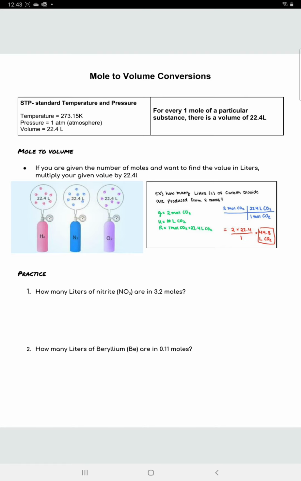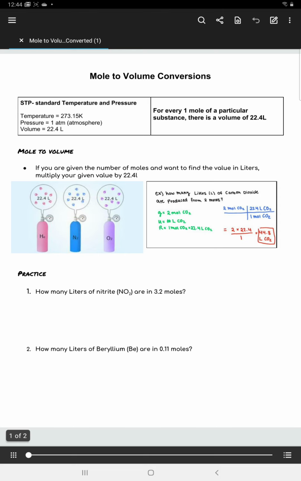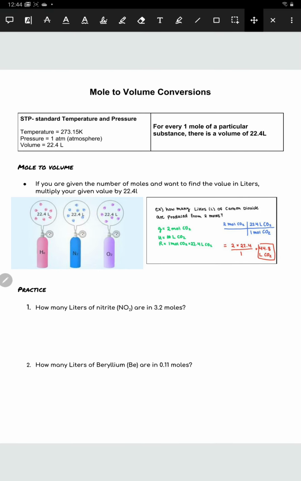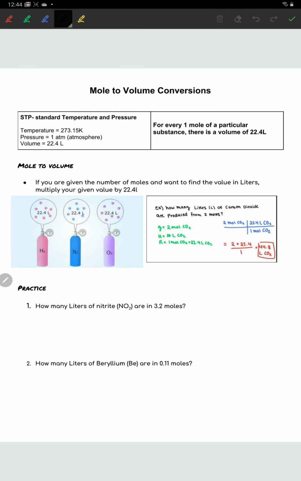So we're specifically today going to be talking about our standard volume and the fact that for every 1 mole we'll have this particular volume. Before I do this, I need to get my tools up. Just a sec. I'm going to use black today.